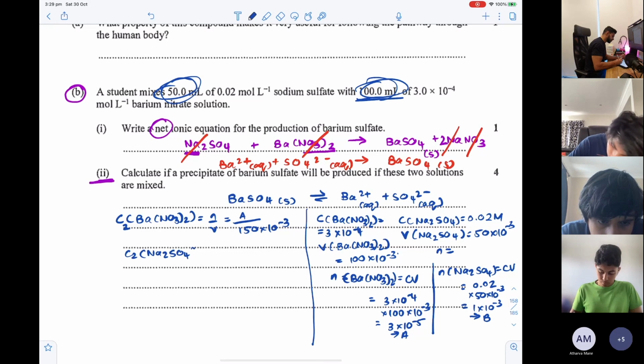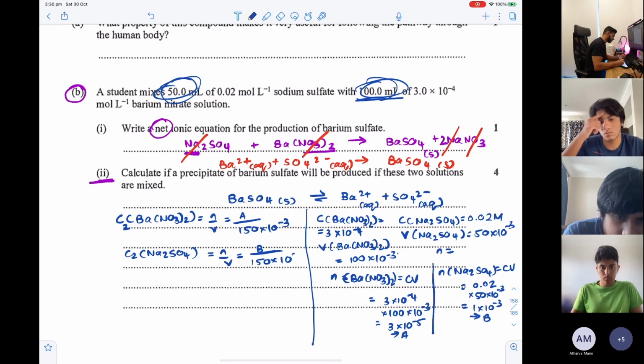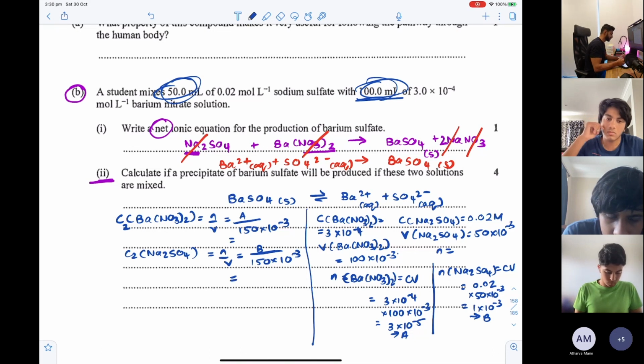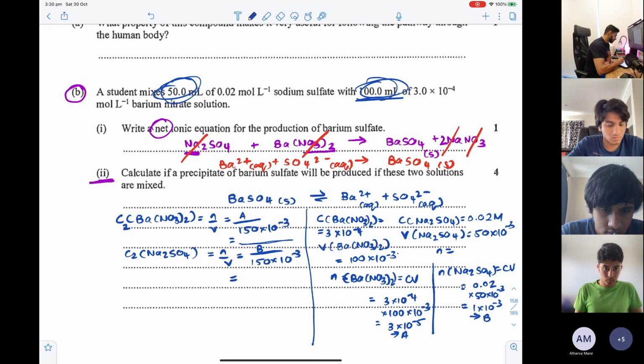Sodium sulfate, same principle, n over V is equal to B divided by 150 times 10 to the power negative 3. What do we get? Start with barium nitrate. What do we get as our new concentration? Those of you who did C1V1 equals C2V2 would have got the same answer. So what was your C2, if anyone did the dilution method as well? Okay, 2 times 10 to the power negative 4. Good, 2 times 10 to the power negative 4.